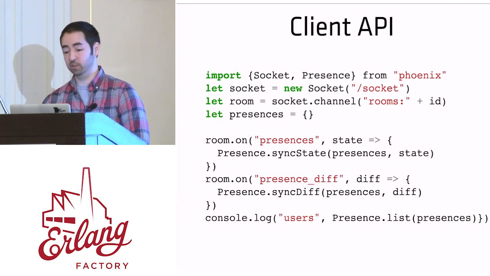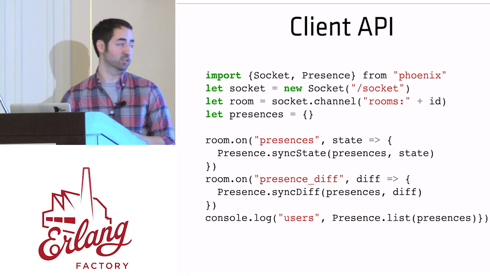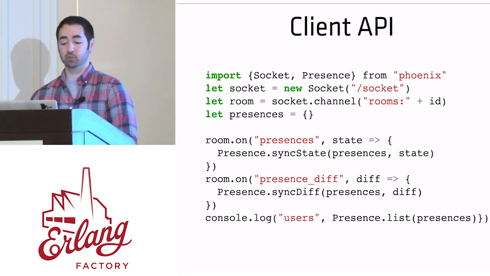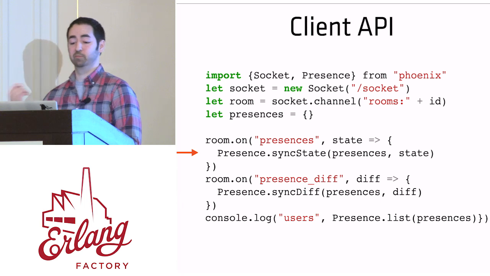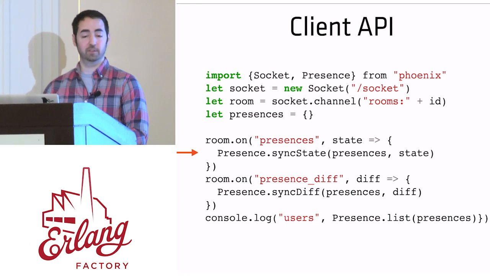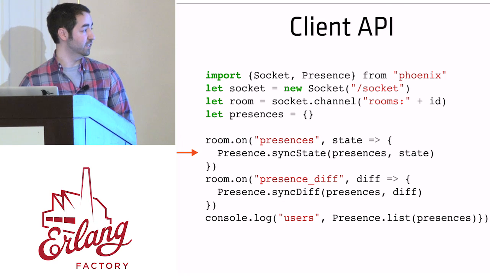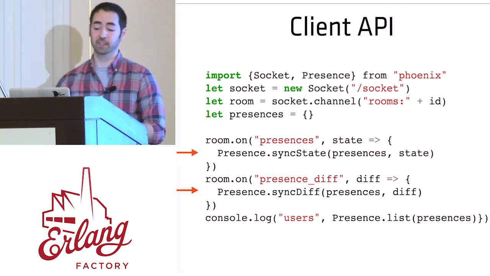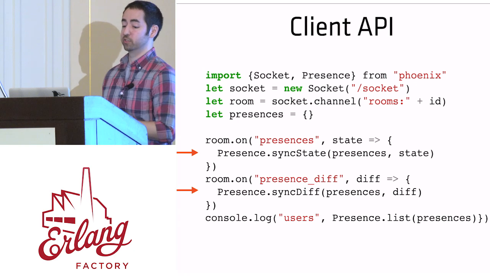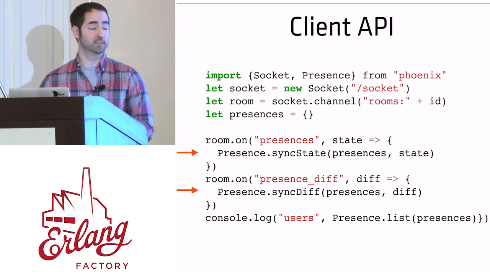And then on the client, we included a presence object in our JavaScript library that's almost like a CRDT on the client, where anytime I get some initial list of users, I can just say presence sync state. That's going to handle the case where I reconnect. It's going to handle conflicts. And I can also call presence sync diff. I get this special presence diff event. Anytime data is replicated across the cluster, I'm going to get a diff of maybe hundreds of users that have joined and left, and I can handle that in a single place.